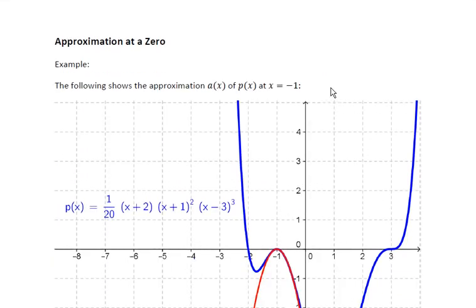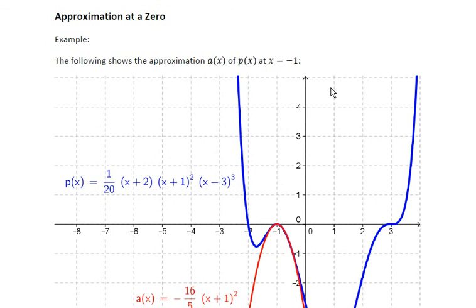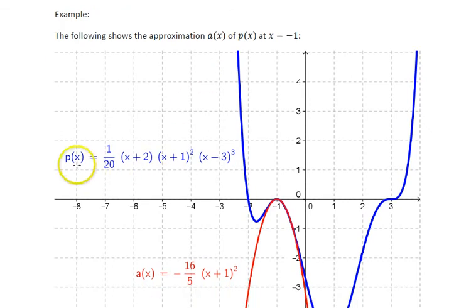Approximation at a 0. If you have a polynomial function and you want to get an approximating function at a particular 0, then here's how you do it. In our example here, here's the polynomial, and we're going to approximate it at x equals -1.